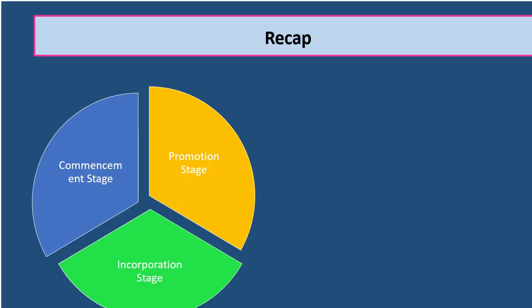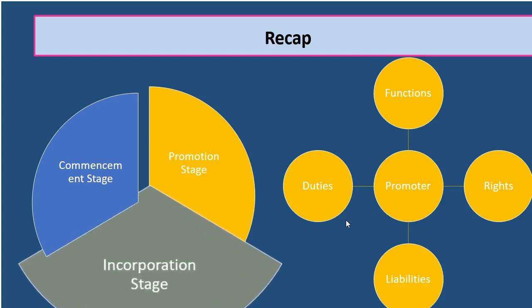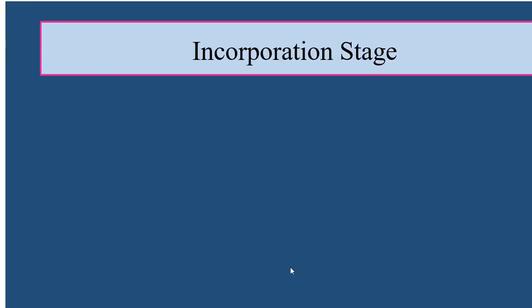Today we are going to study a new concept. Hope you remember our previous classes. It is formation of company consisting of three stages: promotion stage, incorporation stage, and commencement stage. In that, we completed this promotion stage as well as the promoter. And in today's class, we are going to take up the incorporation stage.